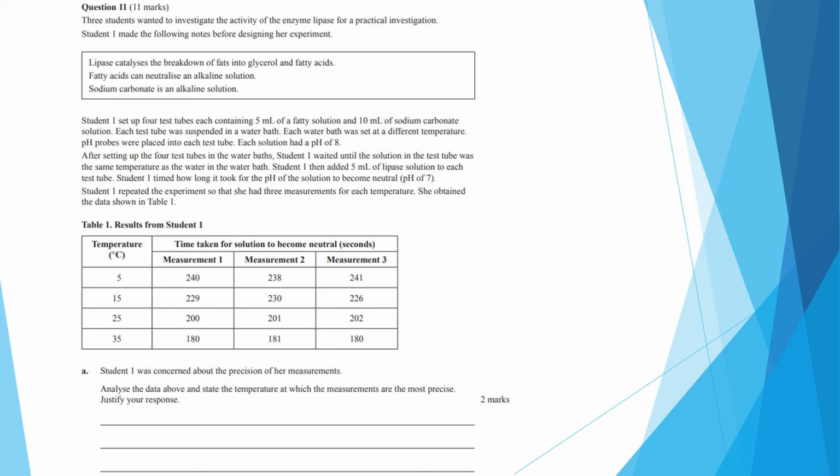Now, question 11, which is the last question, is worth 11 marks in total. This is a long question stem, so please press pause and recommence when you're ready to move on to the questions.